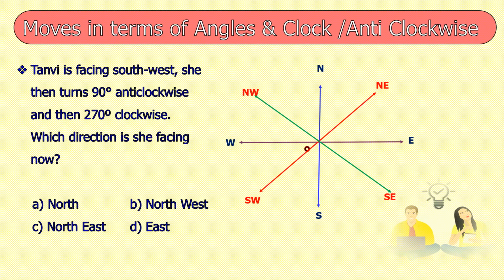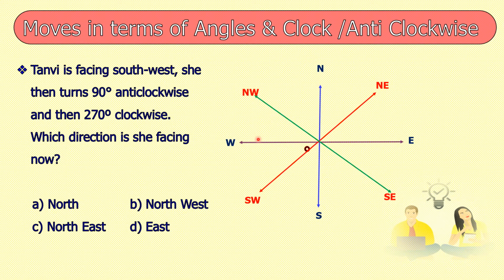Let's solve another type of question, which is when moves are given in terms of angles and clockwise and anti-clockwise directions. Question: Tanvi is facing southwest. She then turns 90 degrees anti-clockwise. Always remember, anti-clockwise is like this, that is, when we are moving in the direction opposite to the hands of a clock. And clockwise is like this, when we are moving in the direction same as the hands of a clock.